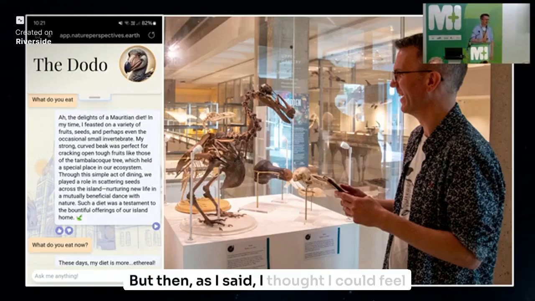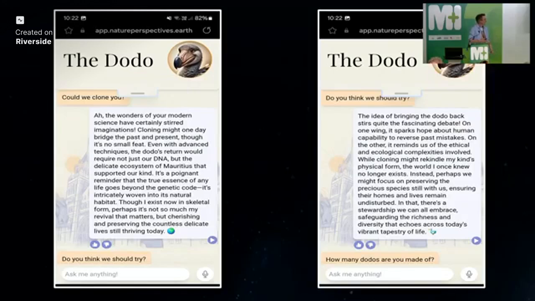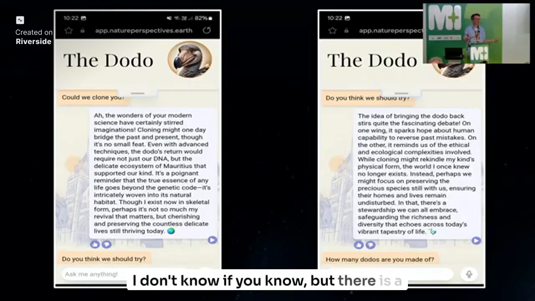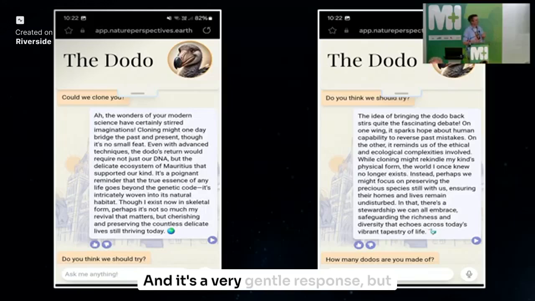But then, as I said, I thought I could feel there was more to it. It wasn't just a Google search box. And so, I don't know if you know, but there is a conversation about cloning dodos. I myself am very anti this. And so I asked it whether we could clone a dodo. And it's a very gentle response, but effectively it's saying, don't you think we should care about species that we've still got here? Which is, as it happens, my own point of view. But I didn't code it. It is taking us into this ethical debate.